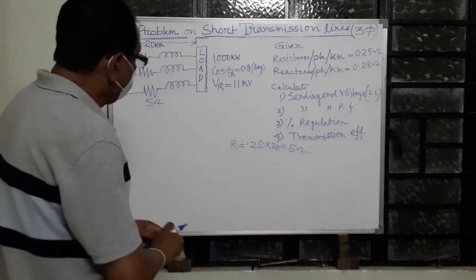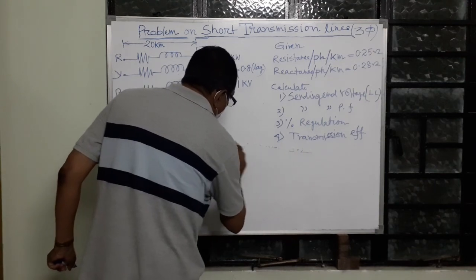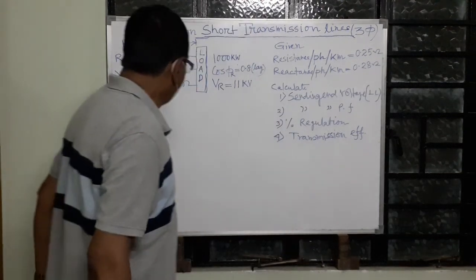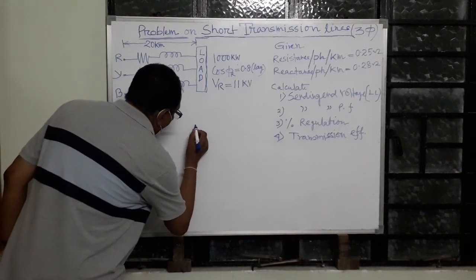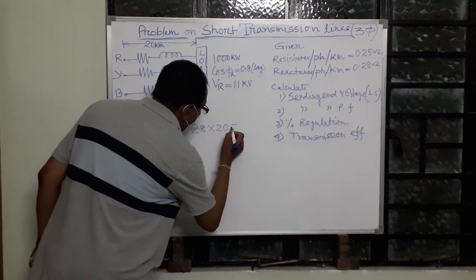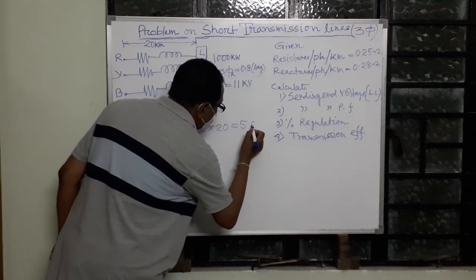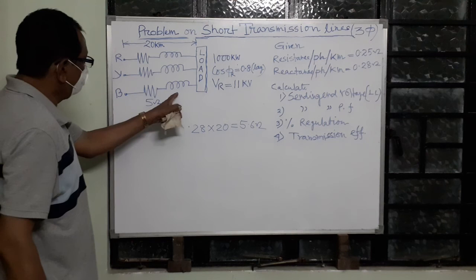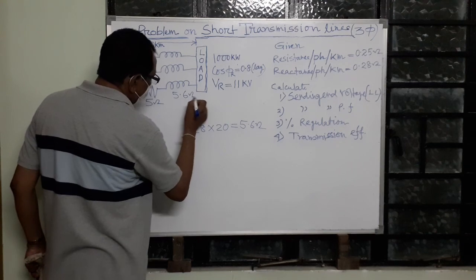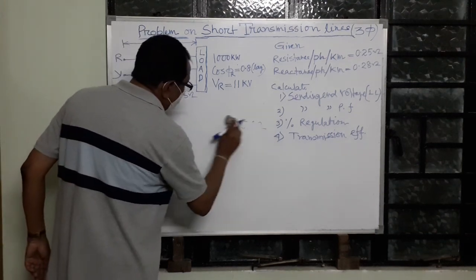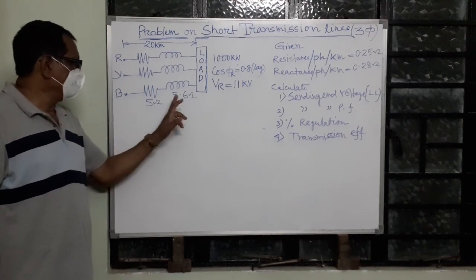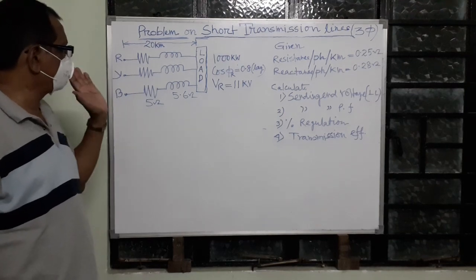And another, the reactance per kilometer is given 0.28. So 0.28 multiplied by 20, that is 5.6 ohm. So here the reactance we can write is 5.6 ohm. So the transmission line parameters: resistance is 5 ohm and reactance is 5.6 ohm.